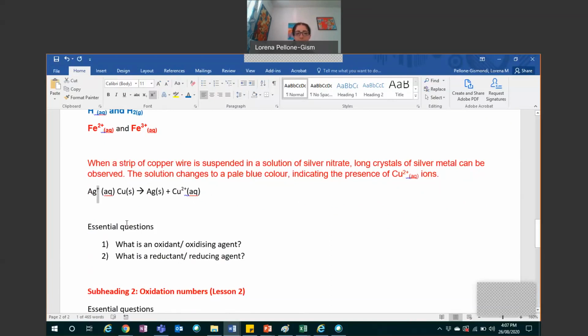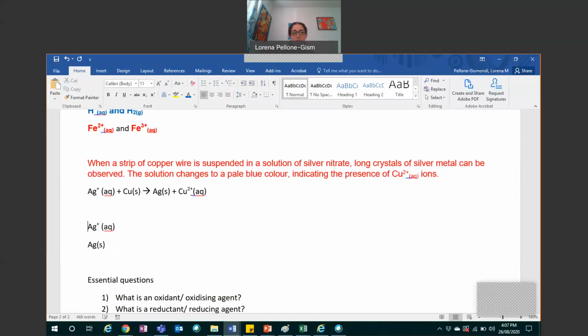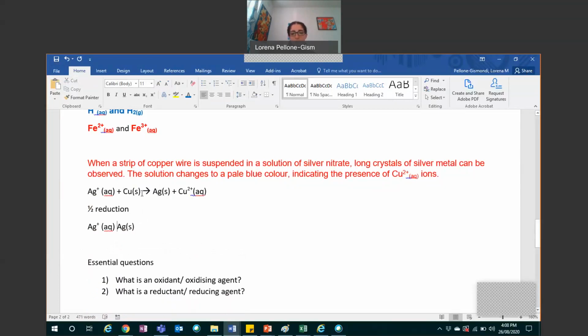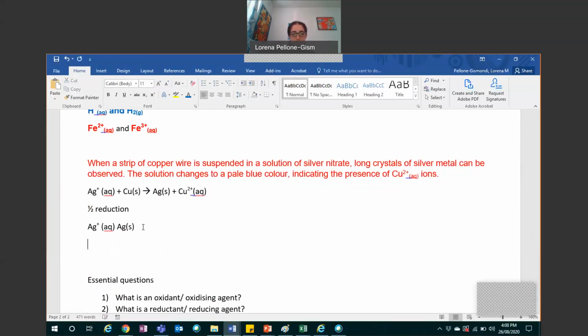So let's write out the half equations. First of all, you can see that the silver is actually going down in charge, meaning that it's gaining electrons. So the silver is being reduced. And the copper is losing electrons, so it must be being oxidized.